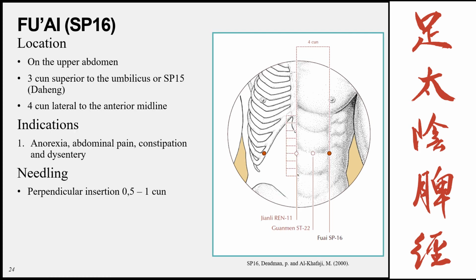The next point is Fu-I, spleen 16. This point is on the upper abdomen. We're still 4 cun lateral to the midline, but this time we got to be 3 cun superior to spleen 15 or the umbilicus, as they're both in the same position.